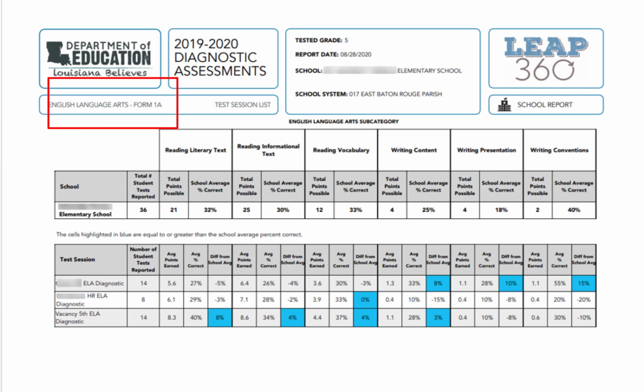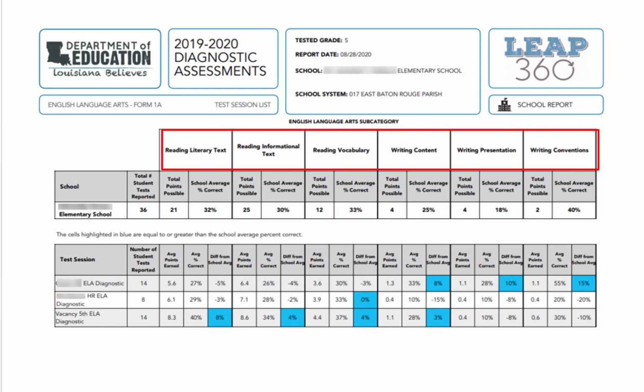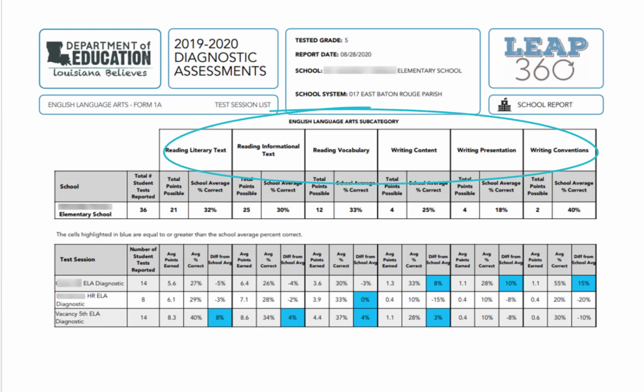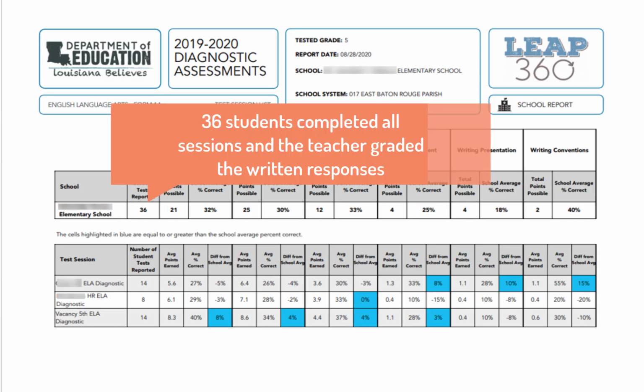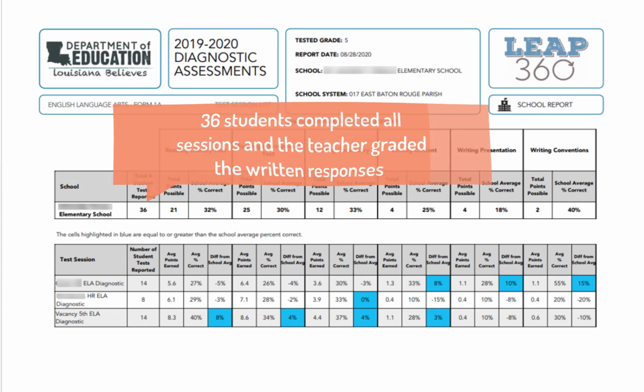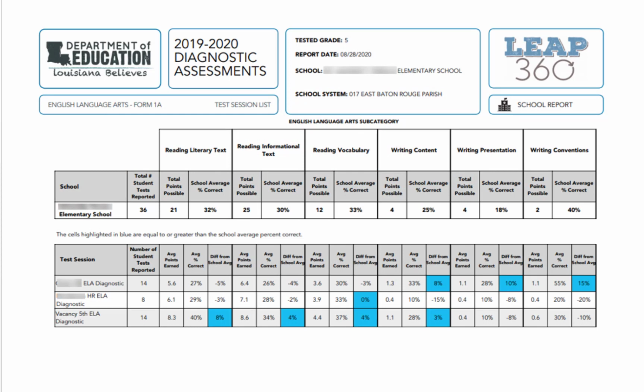And remember the reporting categories? You have reading literary text, reading informational text, reading vocabulary, writing content, writing representation, and written conventions. So your subcategories, the reporting categories, are listed here. Then notice that for this school, it will indicate the total number of students reported. See where it says 36? That means that 36 students completed all sessions of the test, and the teacher scored the writing responses for each of those students in educator scoring.